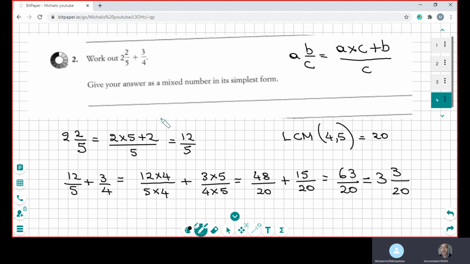I changed the mixed number into a fraction, and then when you have two fractions of different denominators, you need to change them into the lowest common multiple. And remember the methods of equivalent fractions. To find an equivalent fraction, we times both numbers by the same number.